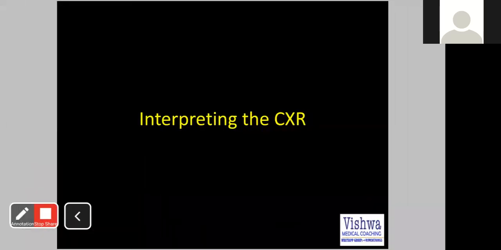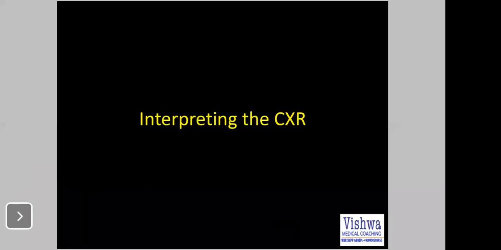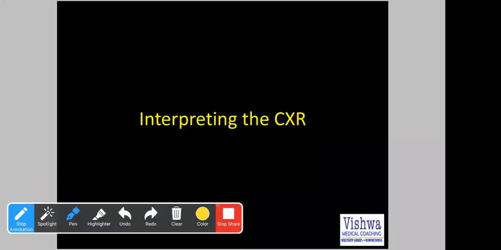Now, let's go to some of the interpretations. Some interpretation like this we can take today. Let's see some interpreting X-rays. Now remember, whenever we are interpreting the X-ray, always go step by step.